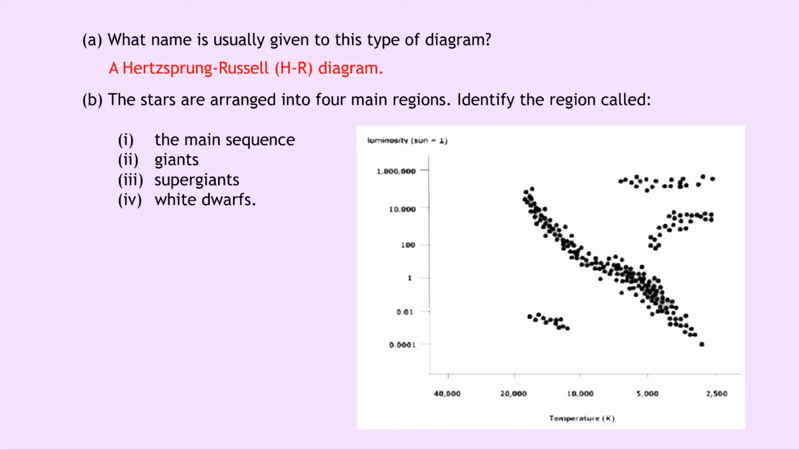Part B says that the stars are arranged into 4 main regions. Identify the region called the main sequence, giants, supergiants, and white dwarfs. So we're going to label on our diagram what these parts are. We have the main sequence there, that is the diagonal line here. We then have the giants, which are over here. We then have the supergiants above them, and then down here we have the white dwarfs.